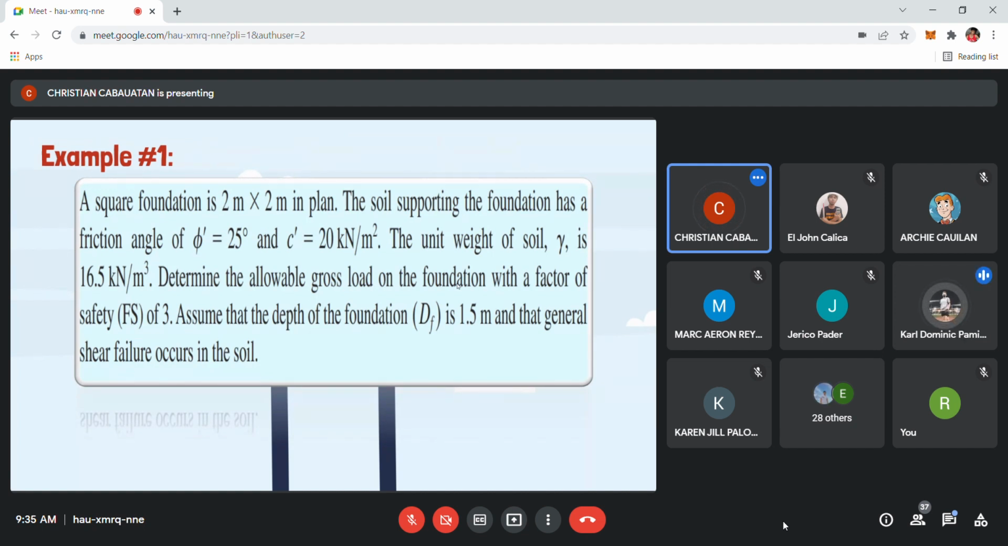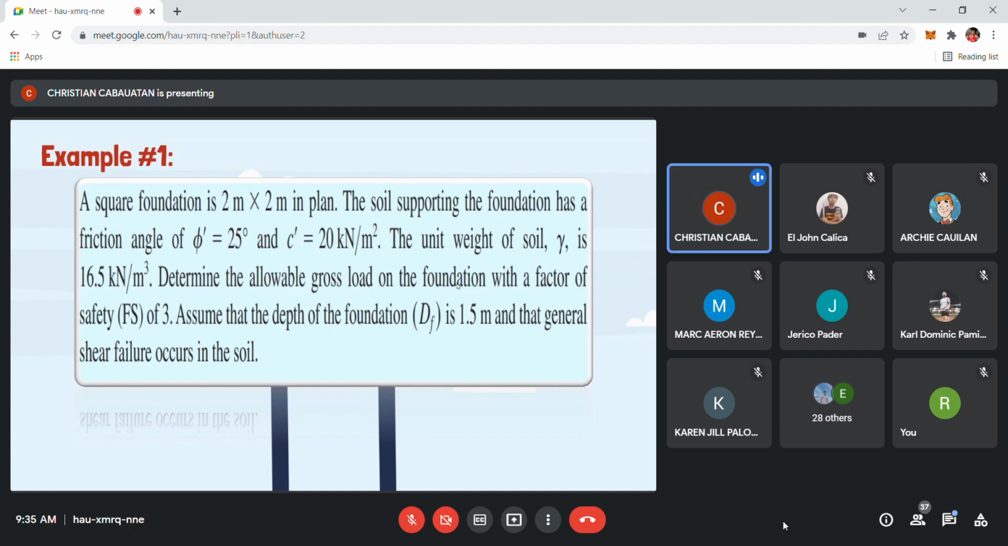A square foundation is 2 meters by 2 meters in plan. The soil supporting the foundation has a friction angle of 25 degrees and cohesion of 20 kilonewtons per square meter. The unit weight of soil, gamma, is 16.5 kilonewtons per cubic meter. Determine the allowable gross load on the foundation with a factor of safety of 3. Assume that the depth of the foundation is 1.5 meters and that general shear failure occurs in the soil. Okay, thank you, Engineer Pamitan.